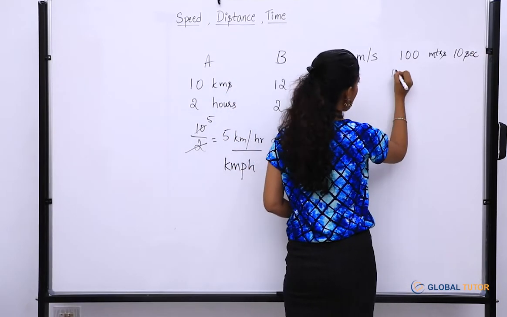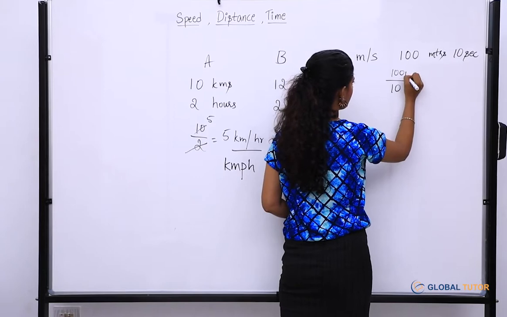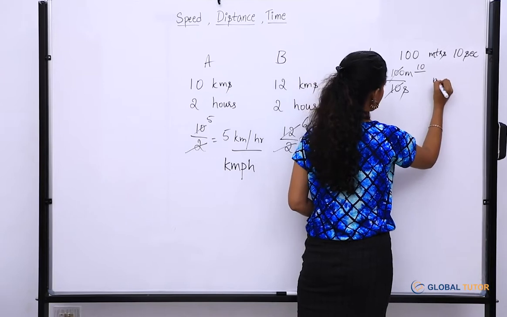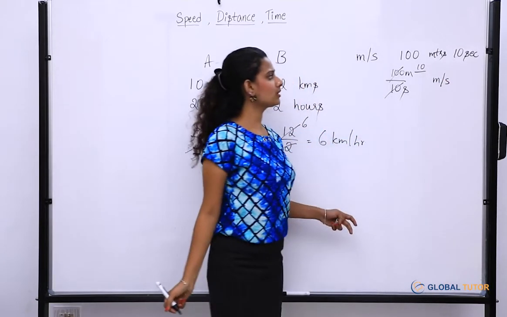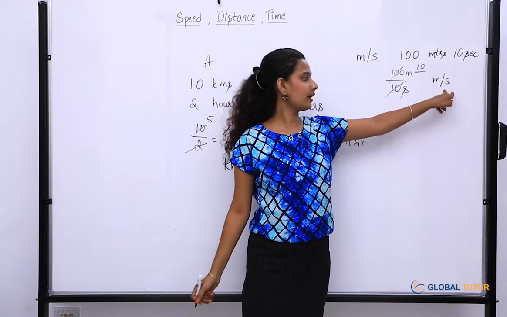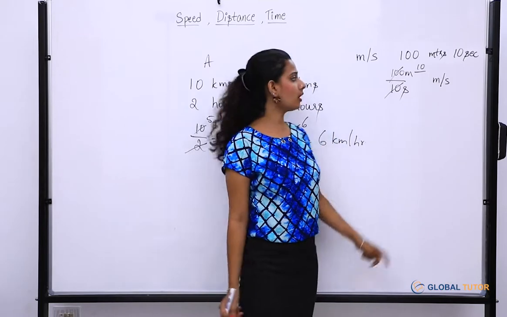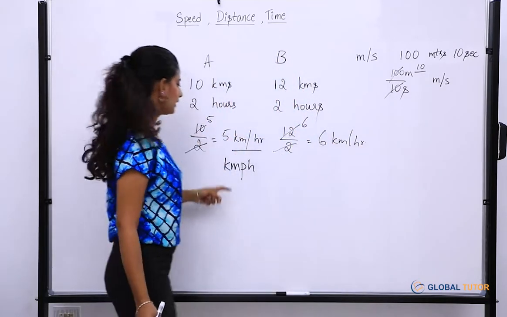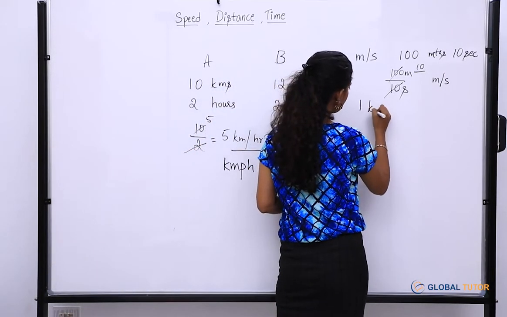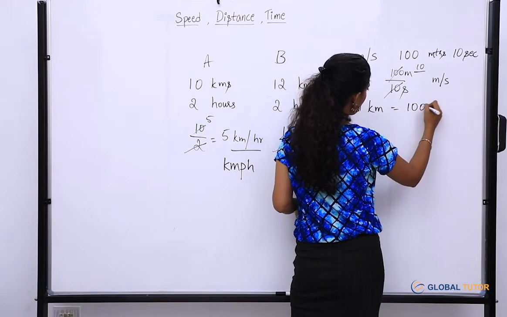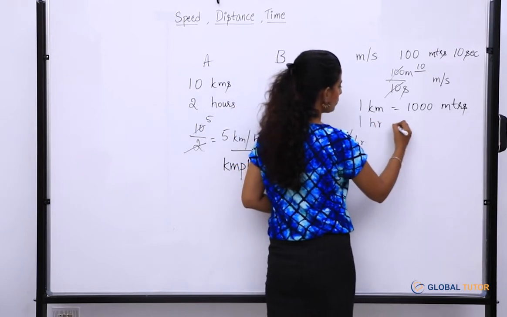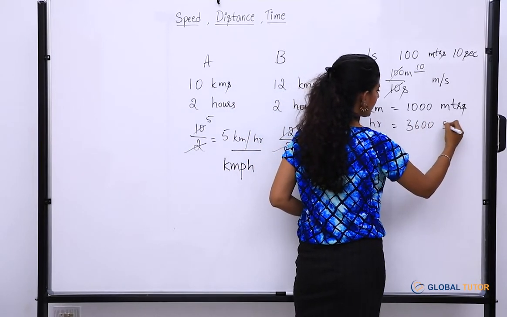So this will be 100 divided by 10. 100 meters by 10 seconds. So this is 10 meters per second. So Usain Bolt covered 100 meters in 10 seconds. So that is expressed as 10 m by s, 10 meter per second. Now, how do we express this in kilometer per hour, kmph? We know that 1 kilometer is equal to 1000 meters, right? And 1 hour is equal to 3600 seconds.